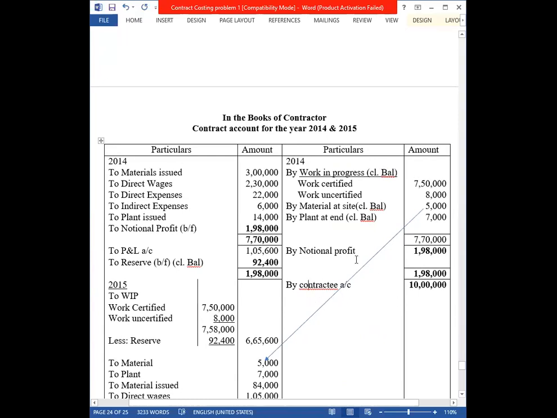Okay. So by material, within bracket closing balance. How much is the closing balance of material at site? 7,000. Okay. Not only that, I think by plant is also there, closing balance. Closing balance of plant.